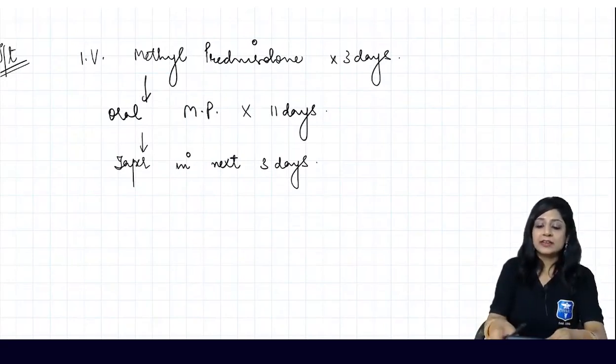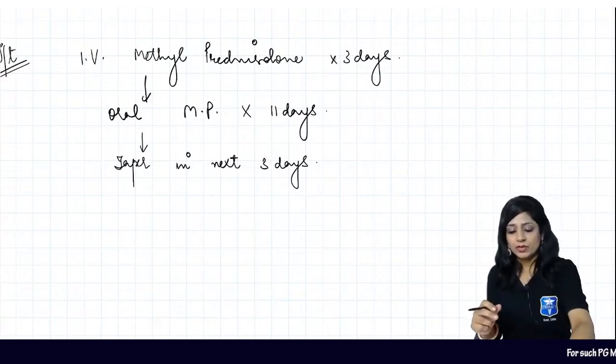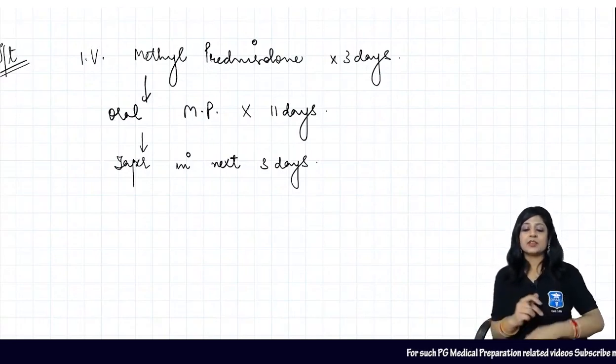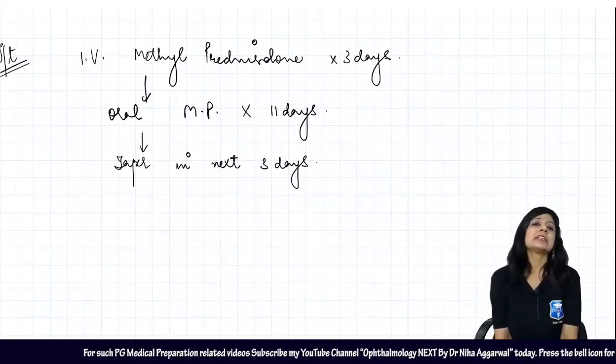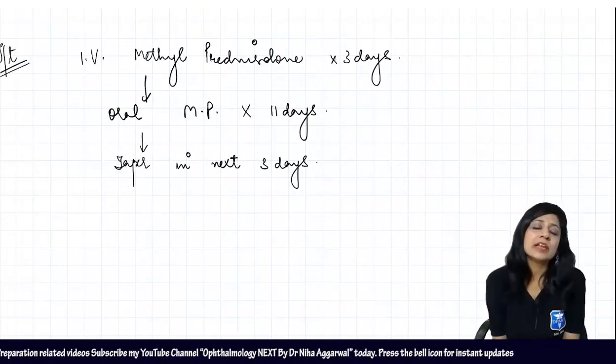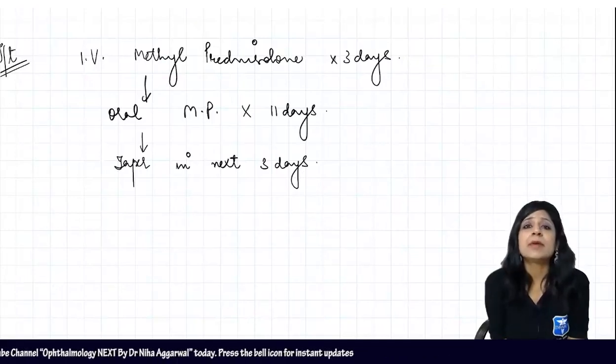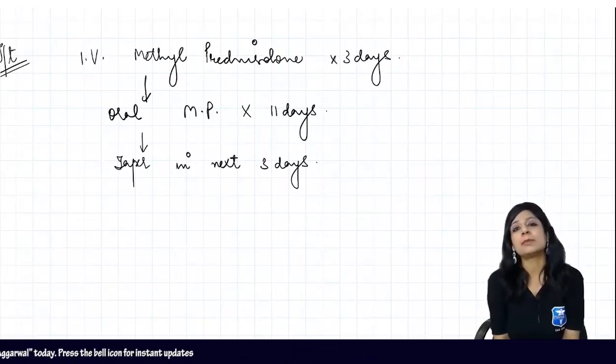So are you clear with this? And Avinash, I think you were the one who had asked me how to differentiate optic neuritis from papilledema. So were you clear on that? In papilledema, you get enlargement of the blind spot.